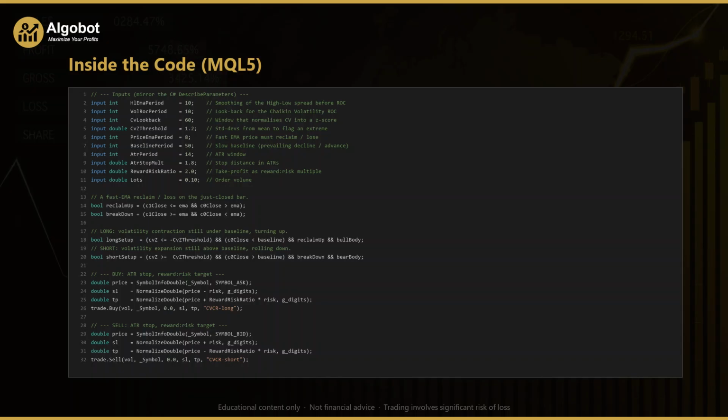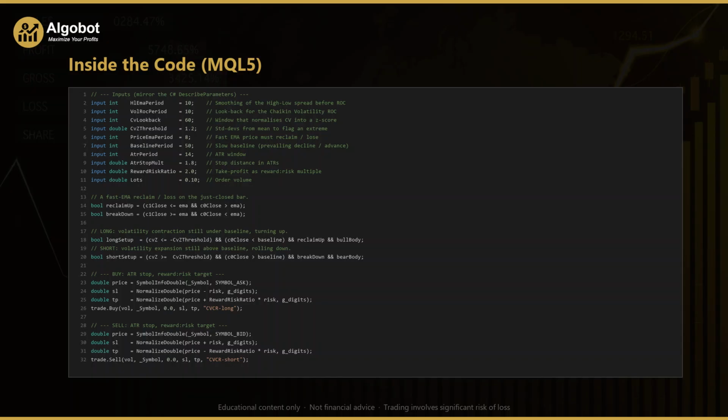CvZThreshold, at 1.2, is how many standard deviations from the mean count as an extreme. PriceEmaPeriod is the fast EMA at 8, BaselinePeriod is the slow baseline at 50, and then AtrPeriod, AtrStopMult, and the reward-risk ratio govern risk. Next come the two trigger helpers. Reclaim up is true when the prior bar closed at or below the fast EMA, and the just closed bar closed back above it. Breakdown is the exact opposite: prior bar at or above, just closed bar below.